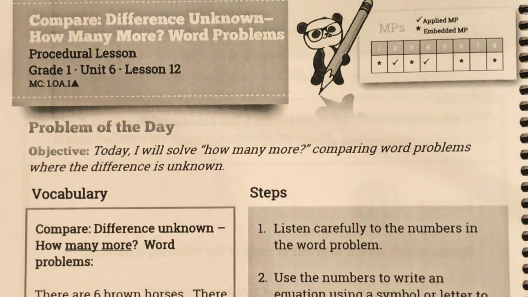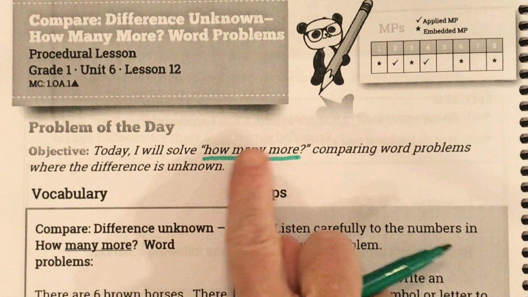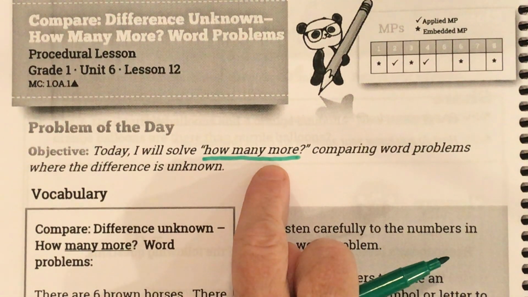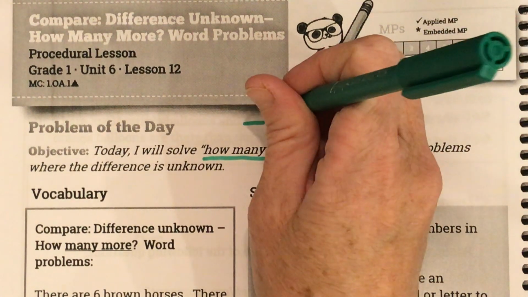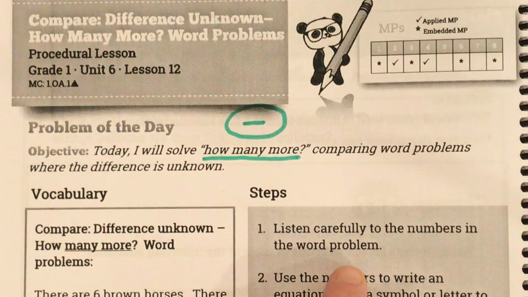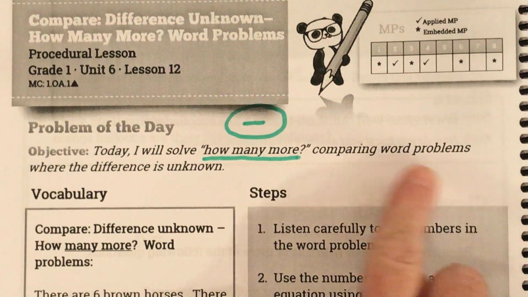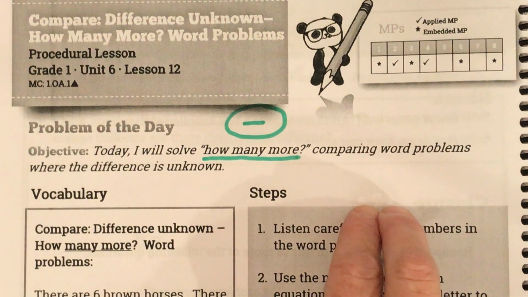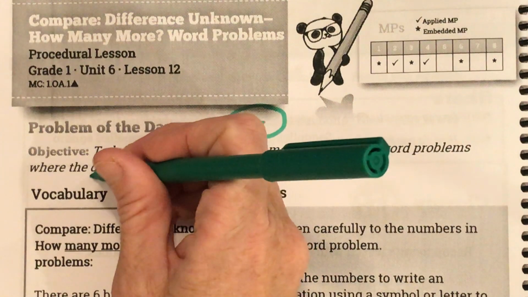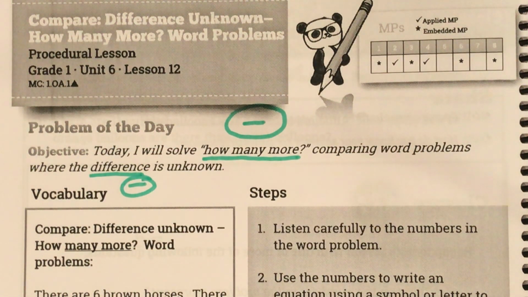Okay, so let's look at that. It says how many more. This is going to be our clue operation word that tells us that we're going to be subtracting. They're going to be comparing word problems, and you're going to see in our examples that we're going to compare what two people have. And then it says where the difference is unknown. So the difference is unknown.